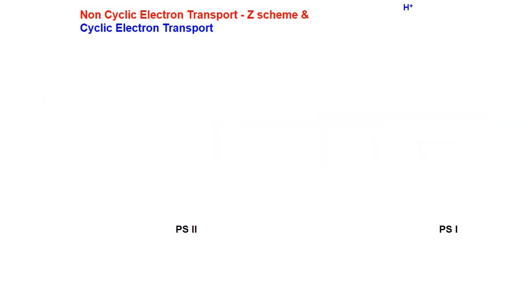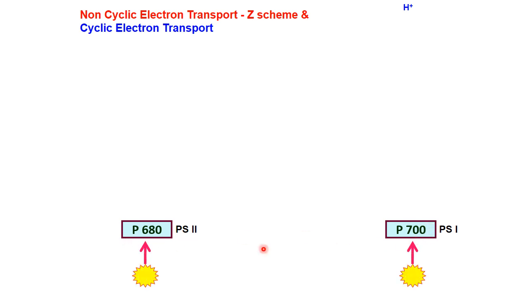There are non-cyclic electron transport, or Z scheme, and cyclic electron transport. Here we have two photosystems, PS1 and PS2. PS1 or P700, PS2 or P680. These two systems are excited due to light energy. First, at PS2, due to light energy, it gets excited and reaches the excited state and releases electrons.